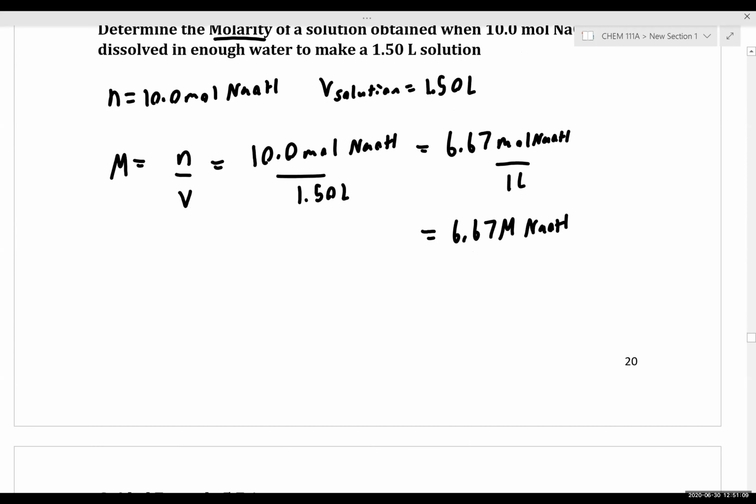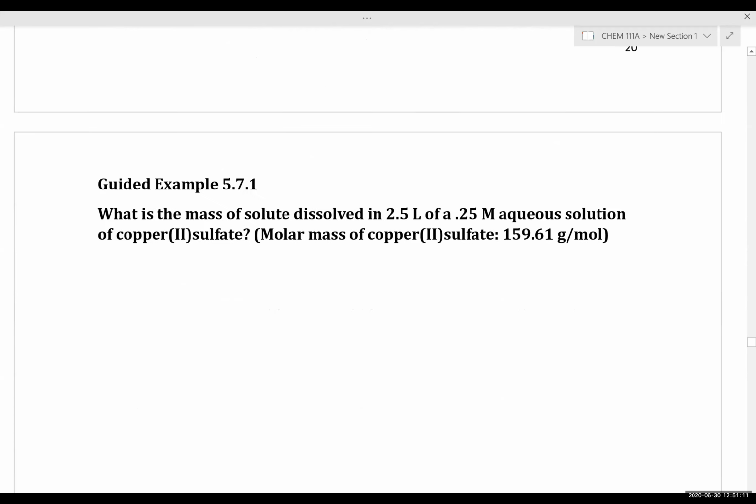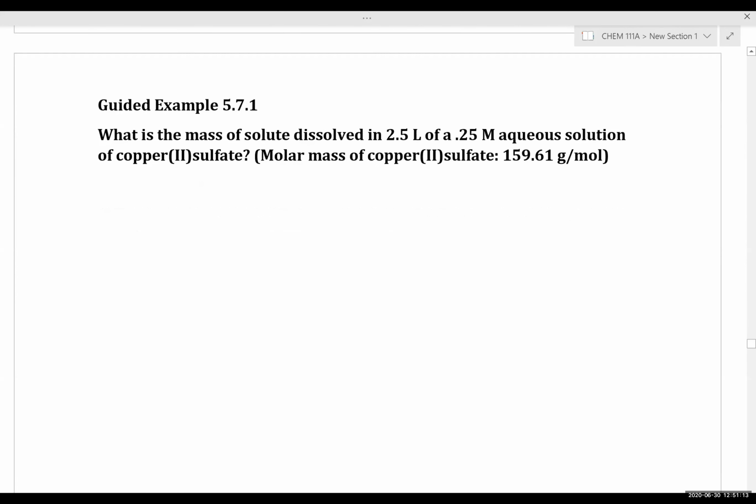Okay, so let's talk about how we can use molarity and this idea of solution concentration to solve more complicated problems. In this case, we're asked, what is the mass of solute dissolved in 2.5 liters of a 0.25 molar solution of copper(II) sulfate if the molar mass is 159.61 grams per mole? Now, copper(II) sulfate is CuSO4.